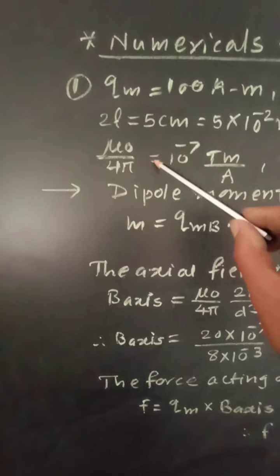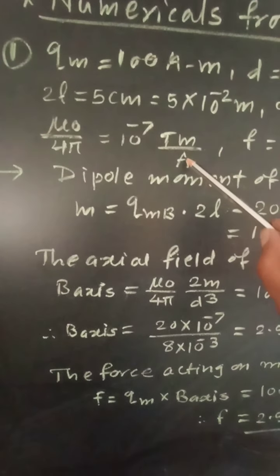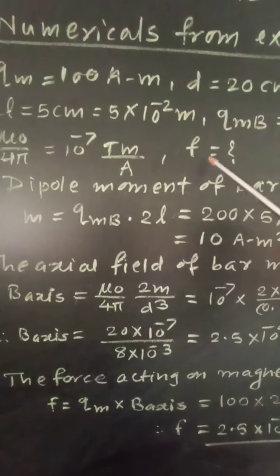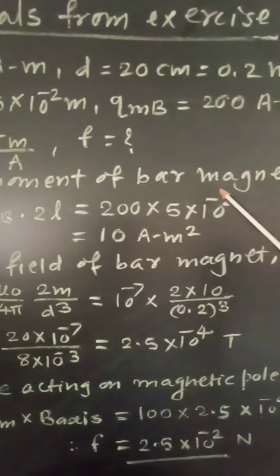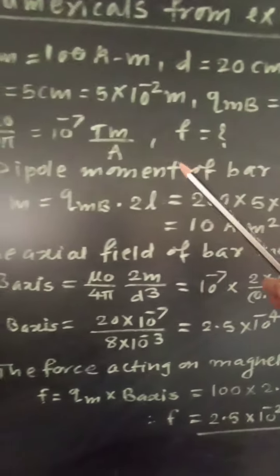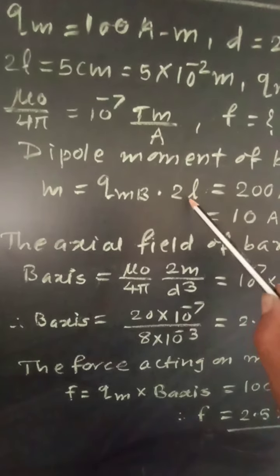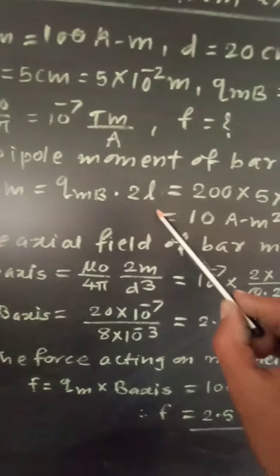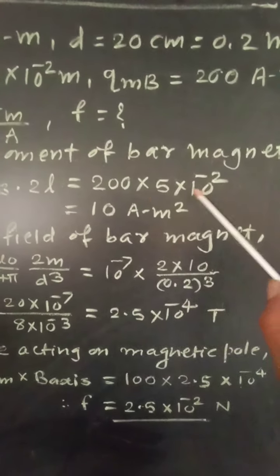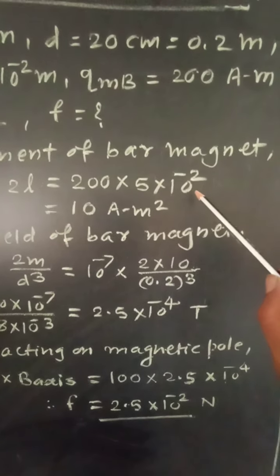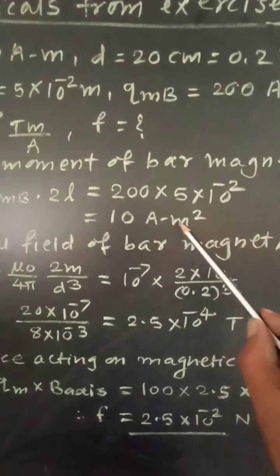And mu 0 by 4 pi is taken as 10 raised to minus 7 Tesla meter per ampere, and we have to find out force F. So for that, the dipole moment of the bar magnet is given by the formula M is equal to Qmb into 2l. Putting the values we will get 200 into 5 into 10 raised to minus 2, which comes out to be 10 ampere meter square.